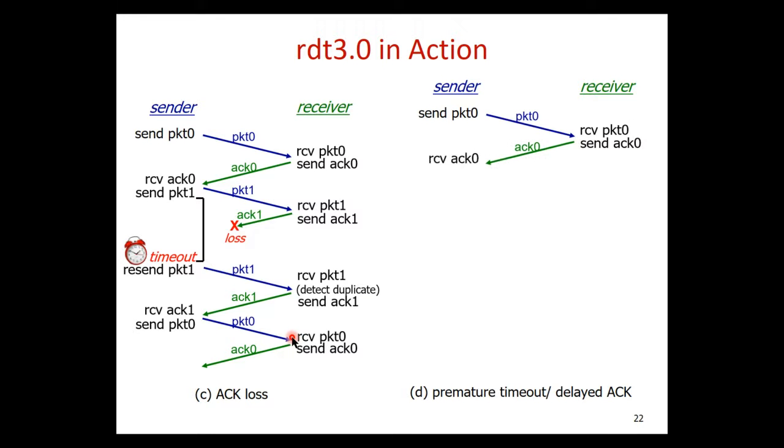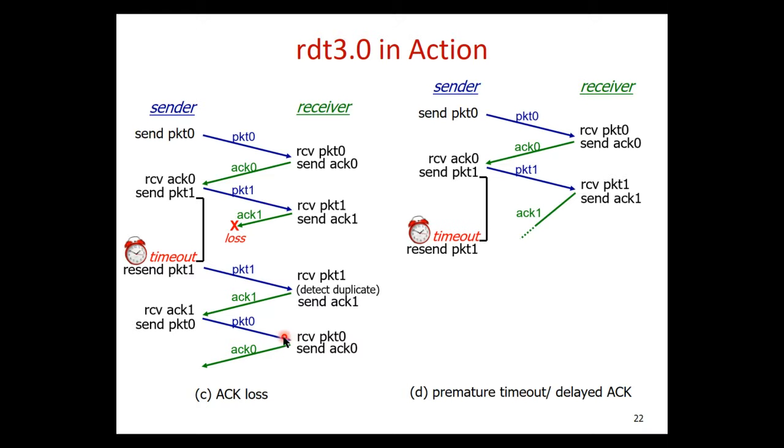Now let's look at a different case, which is a premature timeout. Essentially, the ACK is not lost, but the ACK took too long to get to the sender. And in the meantime, the sender has timed out. This is what we have here. Packet 0, ACK of 0. Packet 1, ACK of 1, but this ACK is somehow delayed or the timer was too short, whatever. So it times out and will resend packet 1.